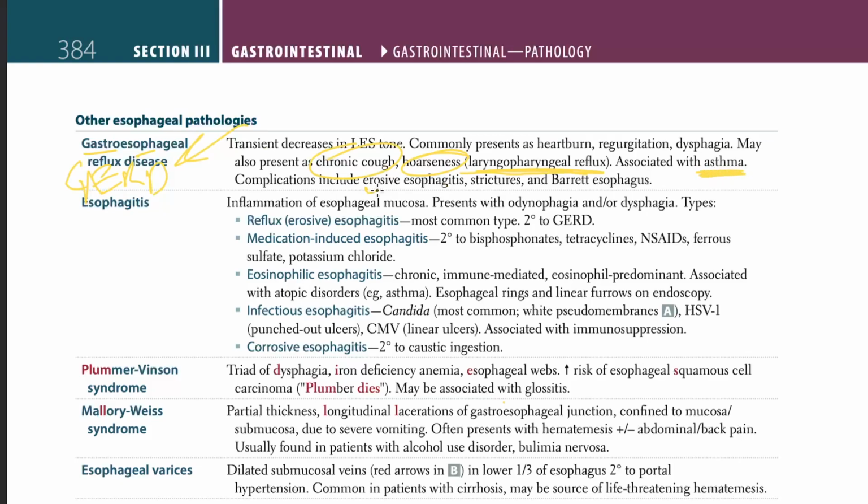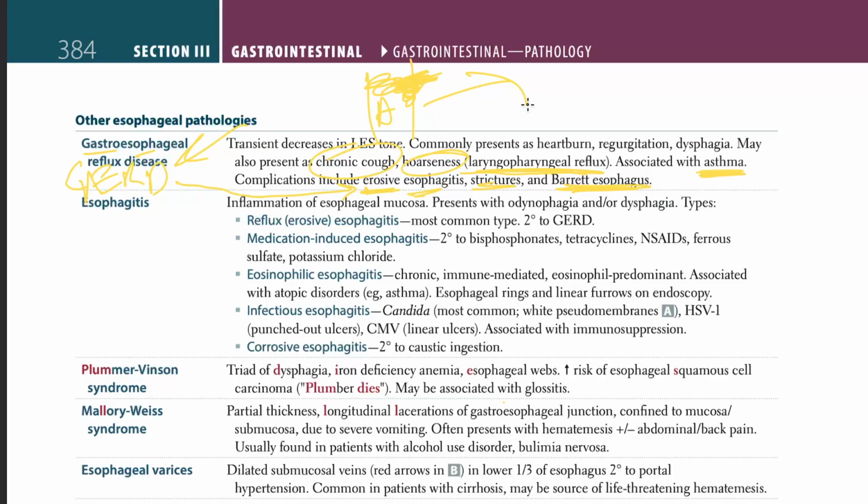Complications include erosive esophagitis. So if you have GERD, you can cause erosive esophagitis. That acid is going to erode your esophagus, causing erosive esophagitis. That erosions can cause strictures, like joining, and Barrett esophagus, change in the epithelium to counter the stress placed on that. Okay, so that's all we have for the GERD.